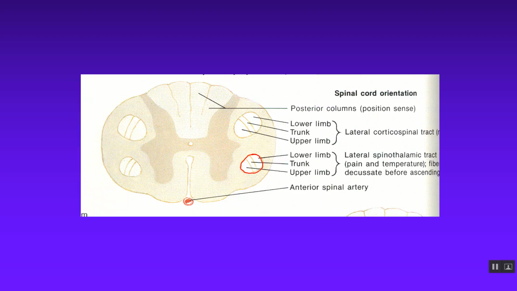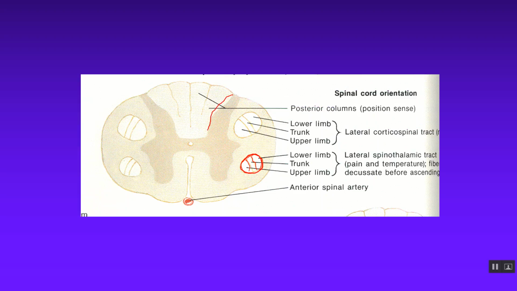That's a sensory pathway, and that's your spinothalamic tract, or your anterolateral system. So this is a sensory pathway. Pain and temperature is laid out in a somewhat somatotopic arrangement, with upper limb and cervical being more medial, and then trunk and lower limb as you move out going more lateral. That's the pain and temperature.